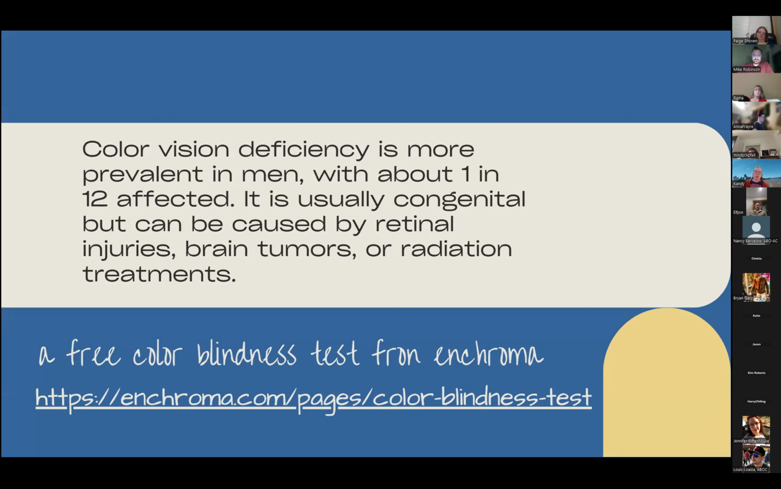Color deficiency also is more prevalent in men, with about 1 in 12 affected. So how many men do we have in here? Are any of you on this call color deficient in any way? Do you know? Have you been tested?